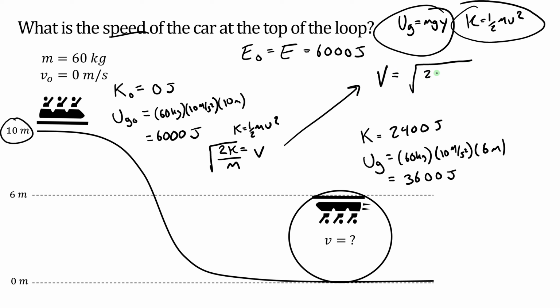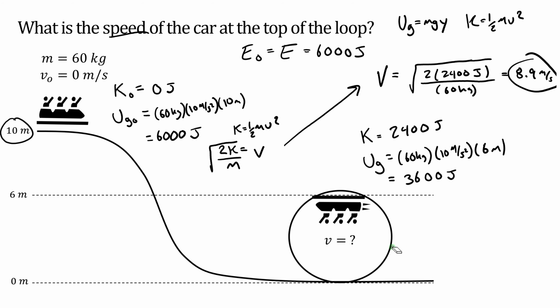2 times the kinetic energy, which is 2,400 joules, over the mass of 60 kilograms. Okay, so what do I get? 8.94, we'll say 8.9 meters per second. Okay, good. So this was the traditional way. This is sort of the long way to solve this problem. Is there some way for us to get to this answer more quickly?